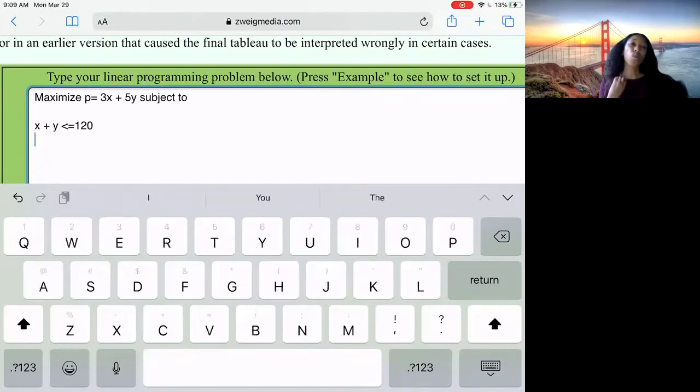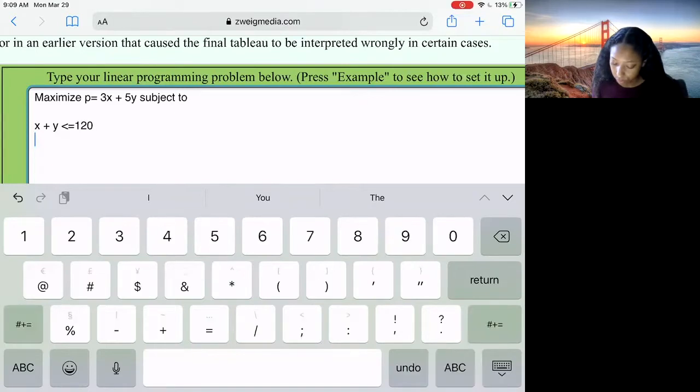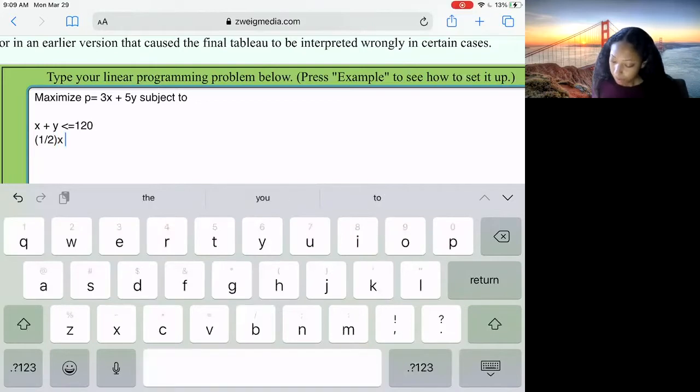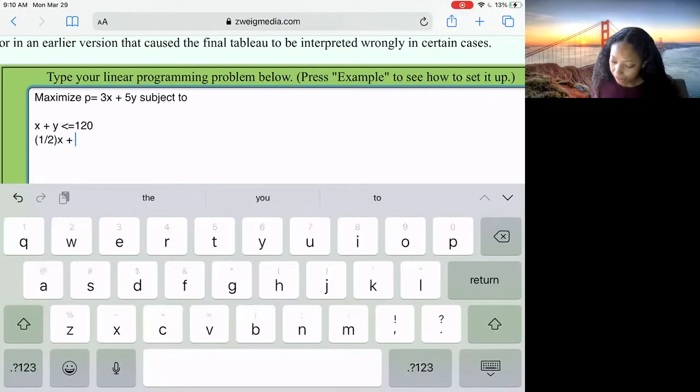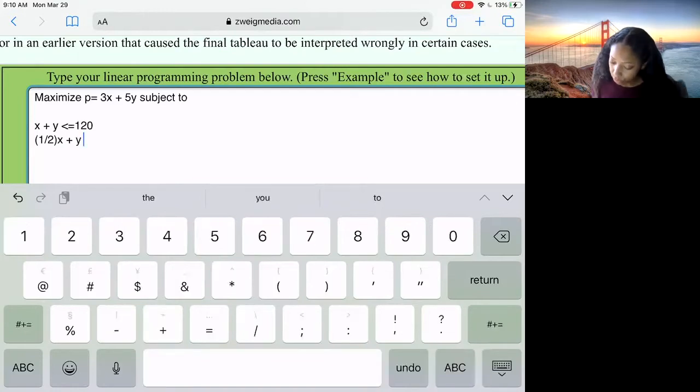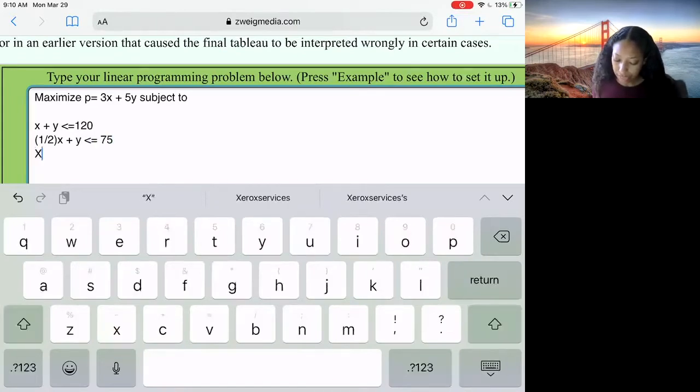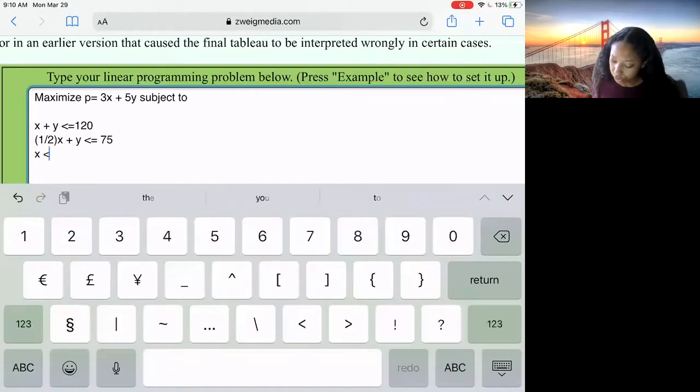The next one is 1/2 x. Now I'm going to put that in parentheses, the 1/2. So parentheses 1 divided by 2, close parentheses, x plus y is less than or equal to 75. And then our last constraint was that x had to be less than or equal to 100.